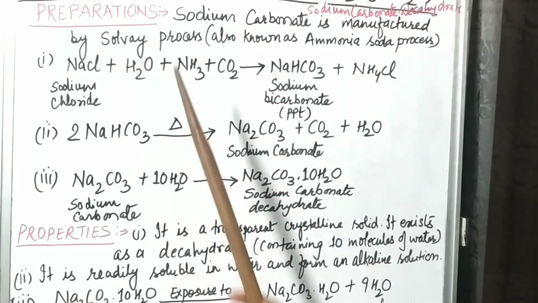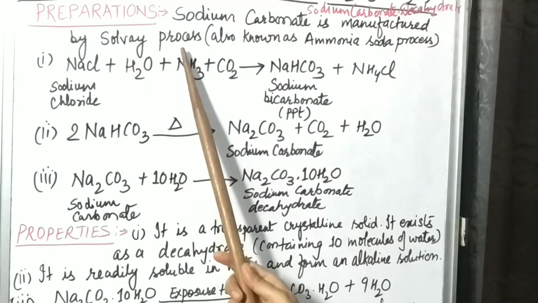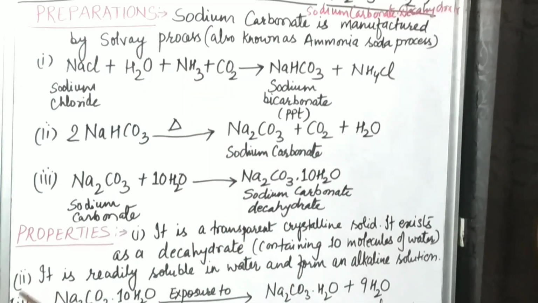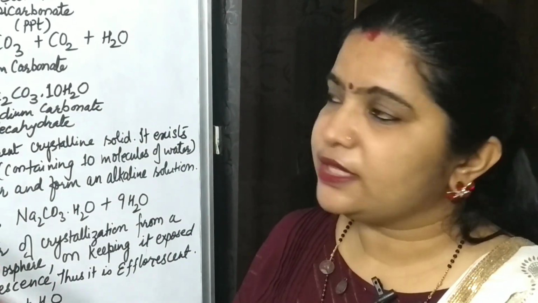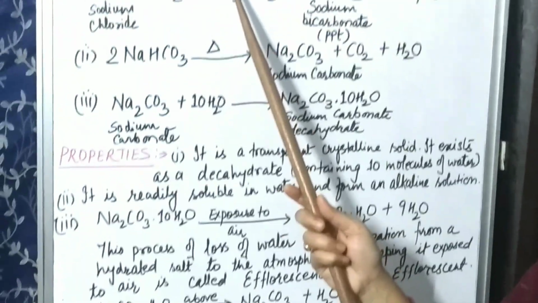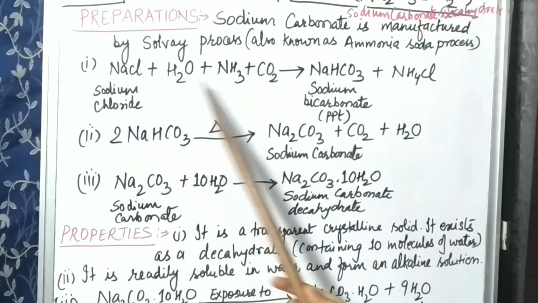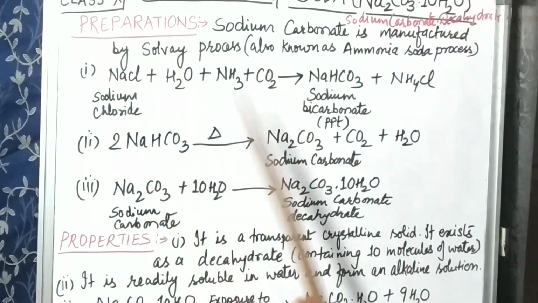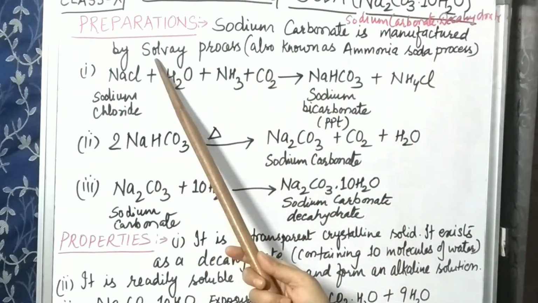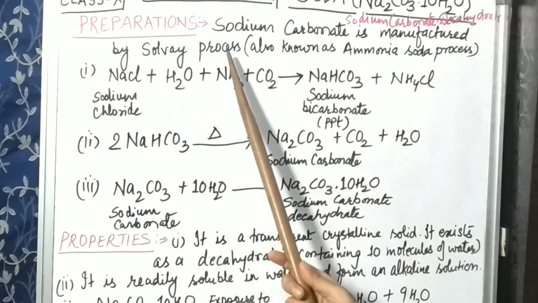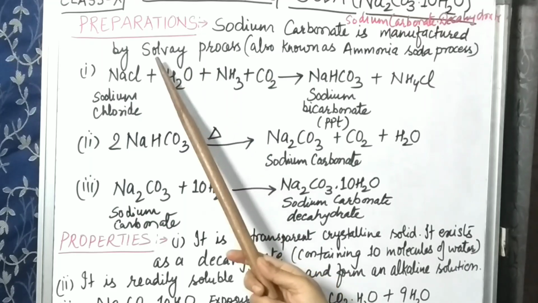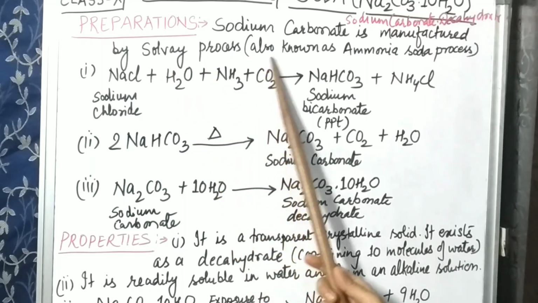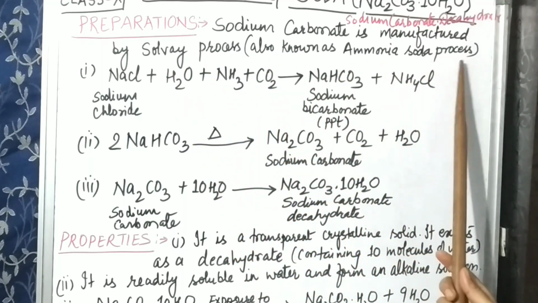You have to remember this word, Solvay process, because in the exam sometimes they ask you either a direct or indirect question. Either they will give you the name Solvay process, or they will give you this reaction, or they may ask which process it is. Then you have to remember this term, Solvay process. It means washing soda is prepared with the help of the Solvay process. It is also known as the ammonia soda process.